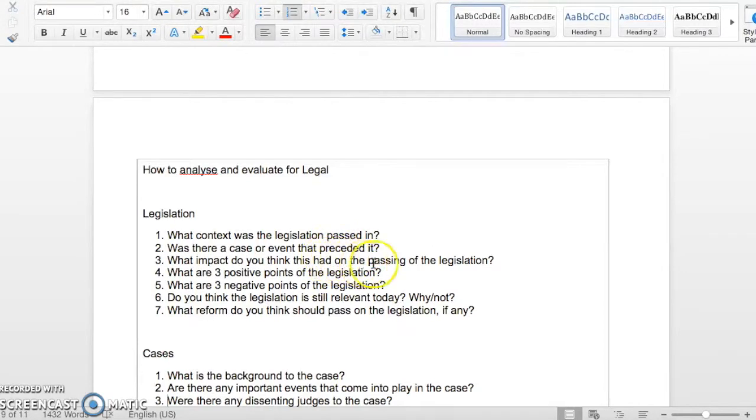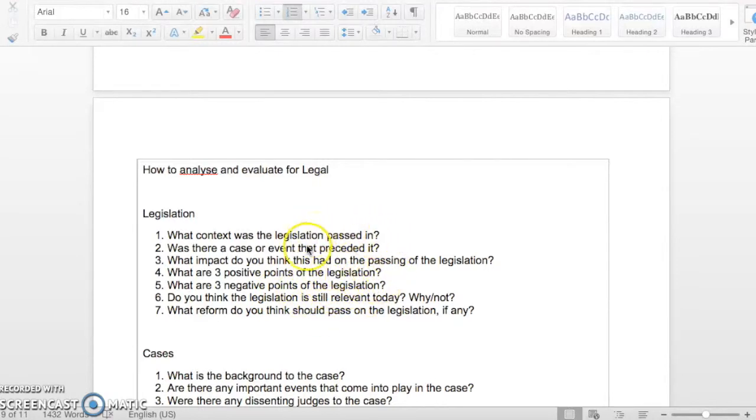What impact do you think this had on the passing of the legislation? So you may say, it was a knee-jerk reaction, they wanted to do it fast, or even something like it made them realize that there was a problem. Up to you, whatever the answer is, but just keep it in mind. The next one is, what are 3 positive, what are 3 negative points of the legislation? You don't need 3. It was just a number that I liked, so I threw that out there. But you write as many as you want. Just make sure that you don't spend so much time on it. Do you think the legislation is still relevant today? Why not? What reform do you think should pass on the legislation, if any?